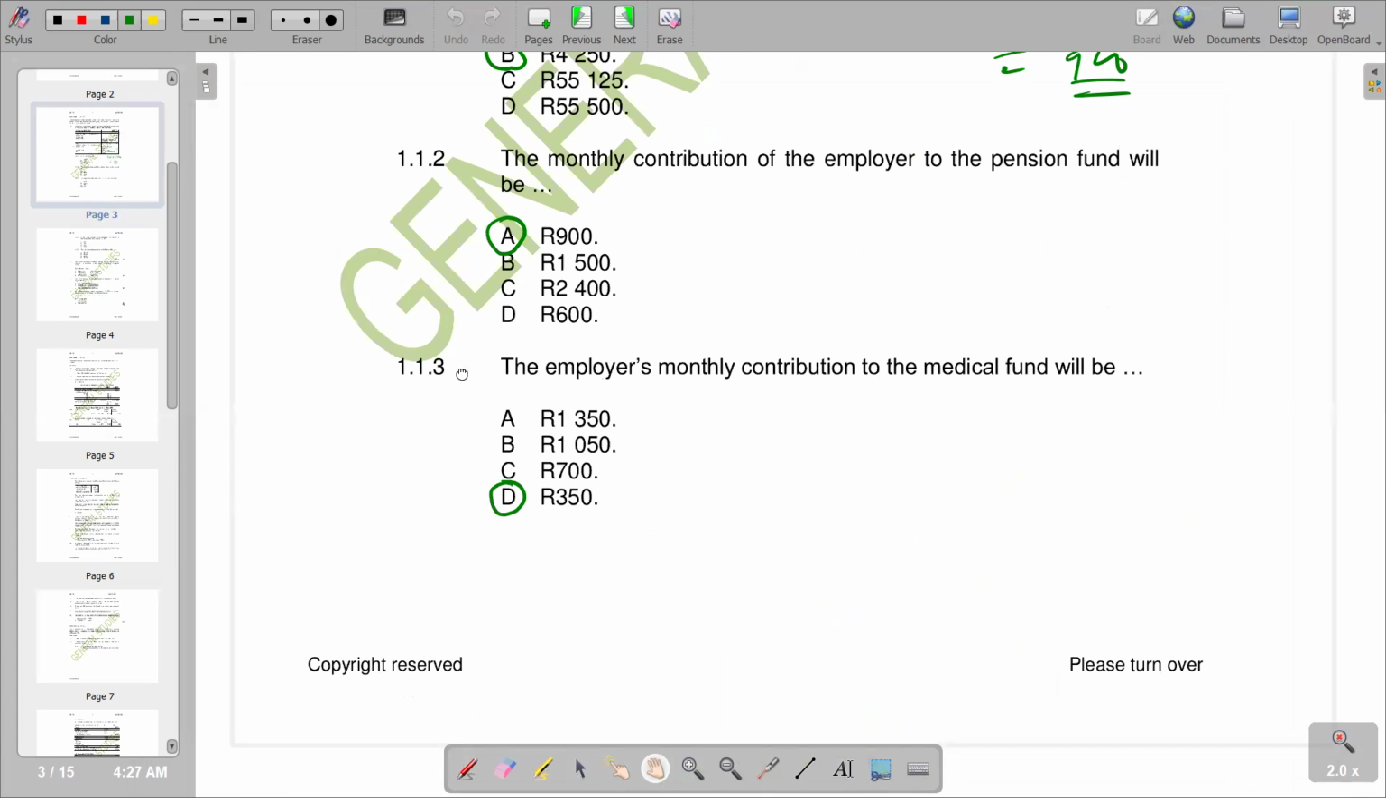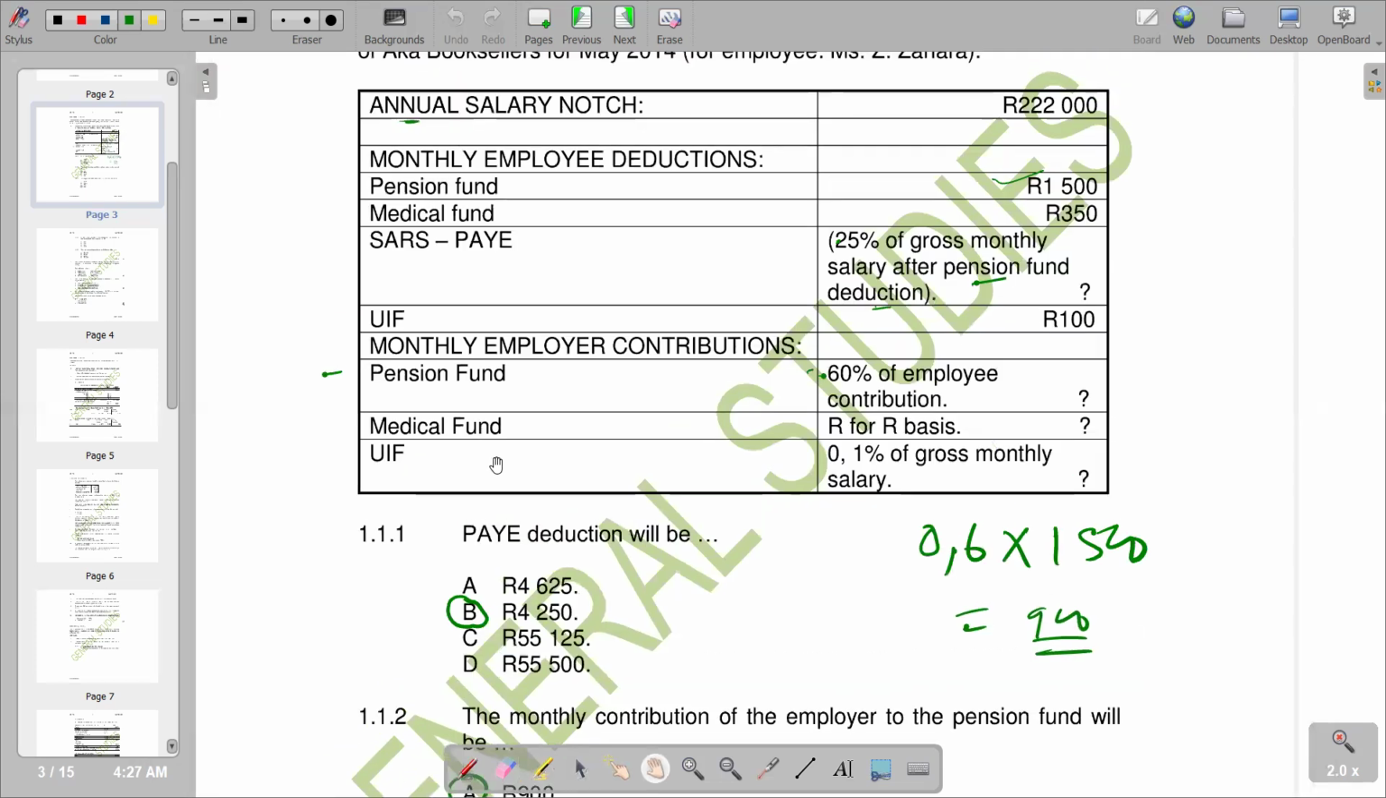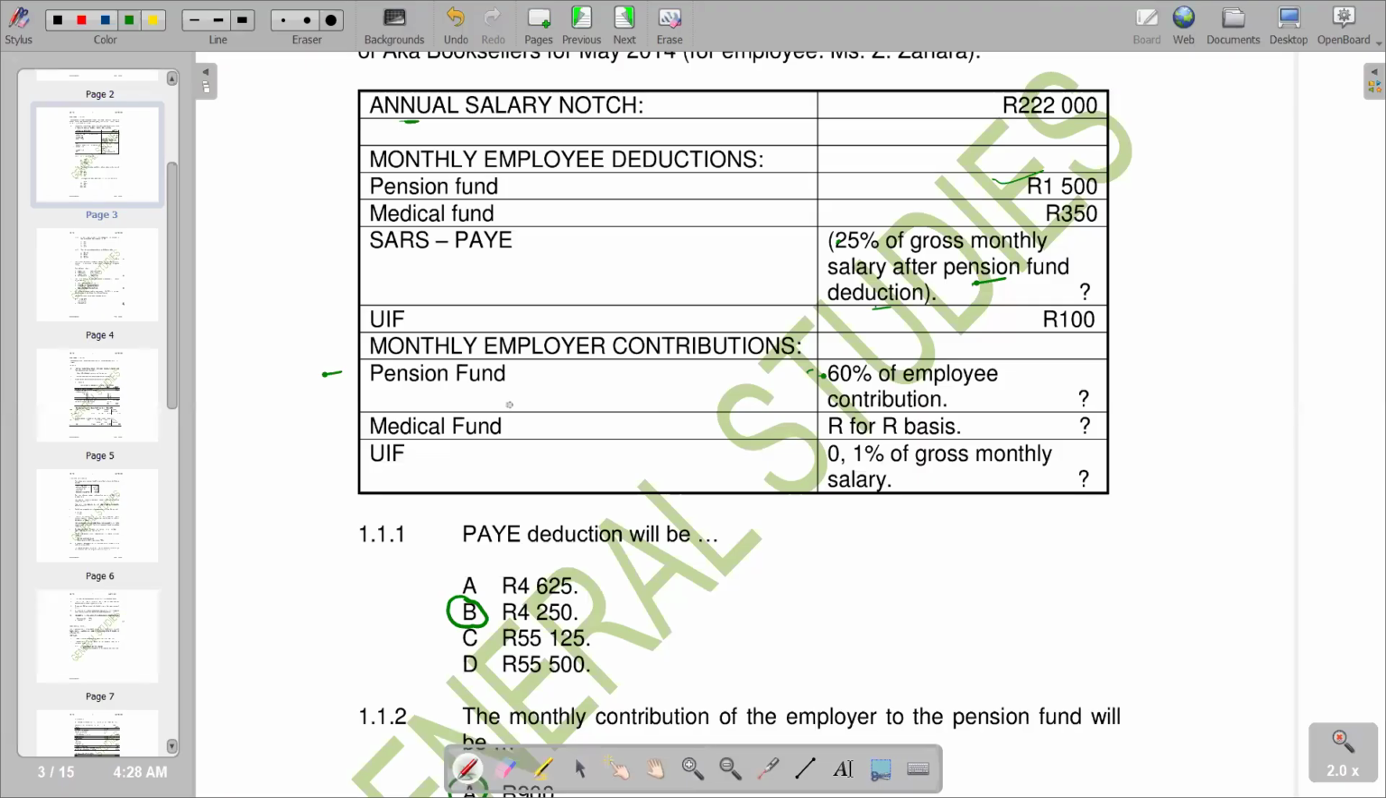If you go there, you'll see that we go to the instruction of the UIF. Our UIF for the employer is given as 0.1% of gross monthly salary. So according to the information that we're given, let's try to see. UIF for the employer, we're given instruction here, 60% of employee UIF, sorry, it's here. We're saying 0.1% of gross monthly salary.